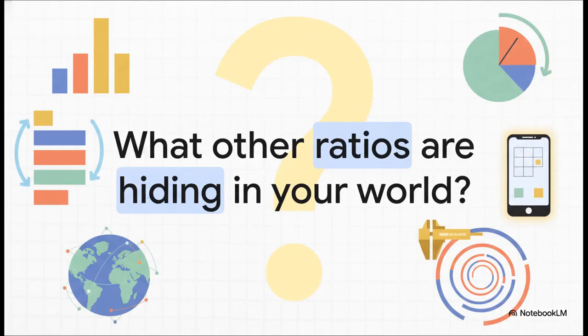So it turns out this whole time, ratios have been hiding in plain sight. They're in our kitchens, on our maps, in the data we see. They're even in art and music. They're like the invisible rules that create balance and harmony in the world around us. So now that you know the secret, what other ratios are hiding in your world?